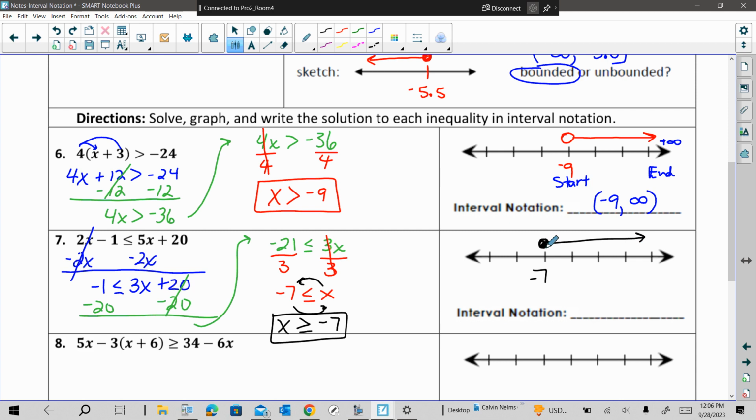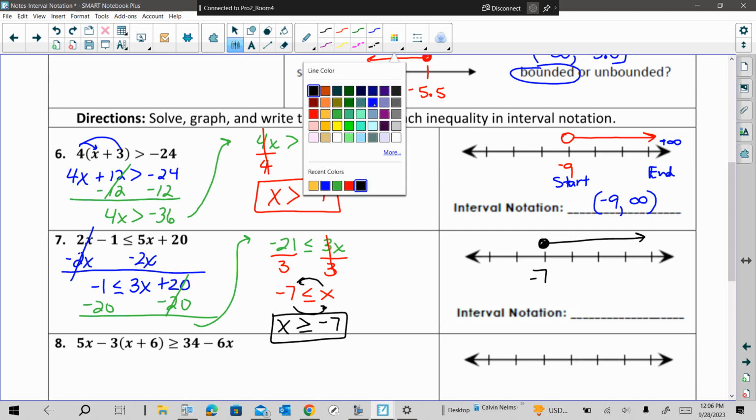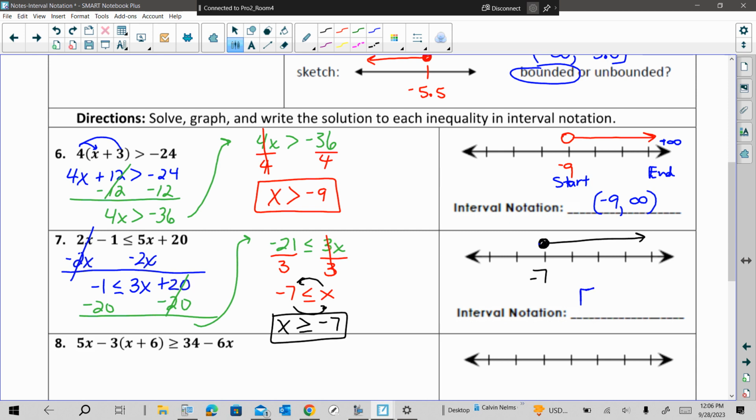So it starts at a closed circle, so that's a bracket. The -7 comma is pointing to the right. That is positive infinity. So comma infinity, parentheses.